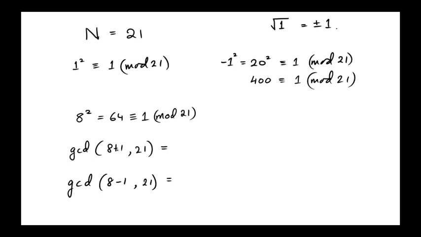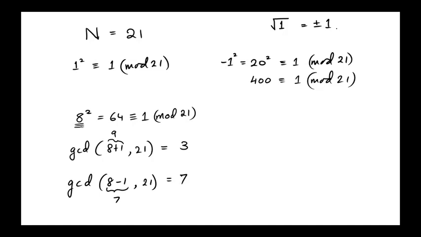Okay, so what's the greatest common divisor of 8 plus 1, which is 9, and 21? Well, the greatest common divisor of these two numbers is 3, which is indeed one of the factors of 21. And 8 minus 1 is 7, and the GCD of 7 and 21 is 7. So we managed to factorize 21 just by computing this non-trivial square root of 1 mod 21.